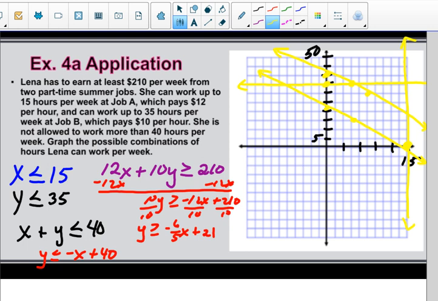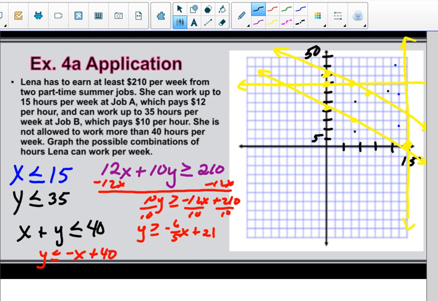And now we have to figure out where we are going to do the shading. So the first one, it says x is less than or equal to 15. So less than, it's got to be to the left. So I'm just going to put a point to the left in each of those parts. The next one, y is less than or equal to 35. So 35 is this horizontal line. It's got to be below that. So I'm going to put a point below that line.